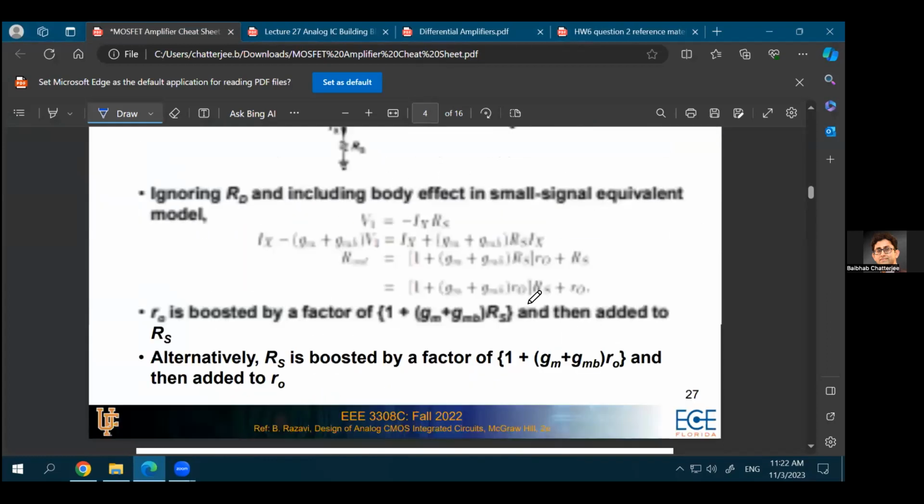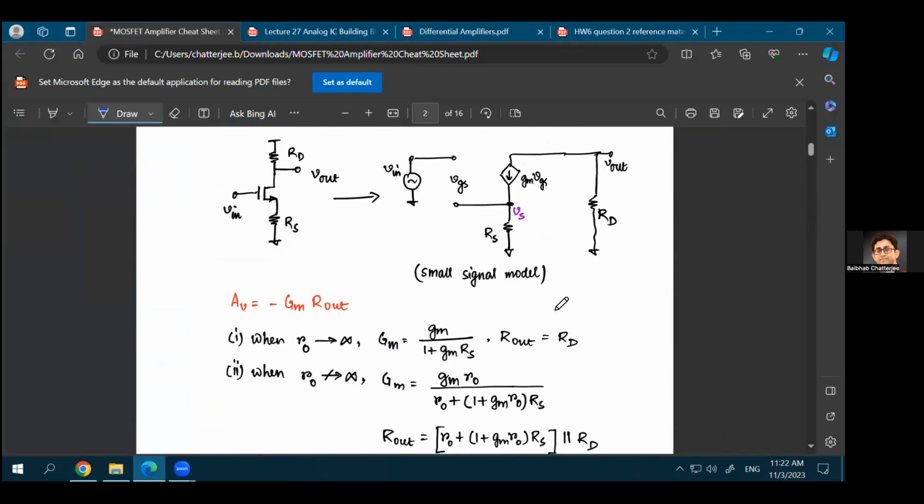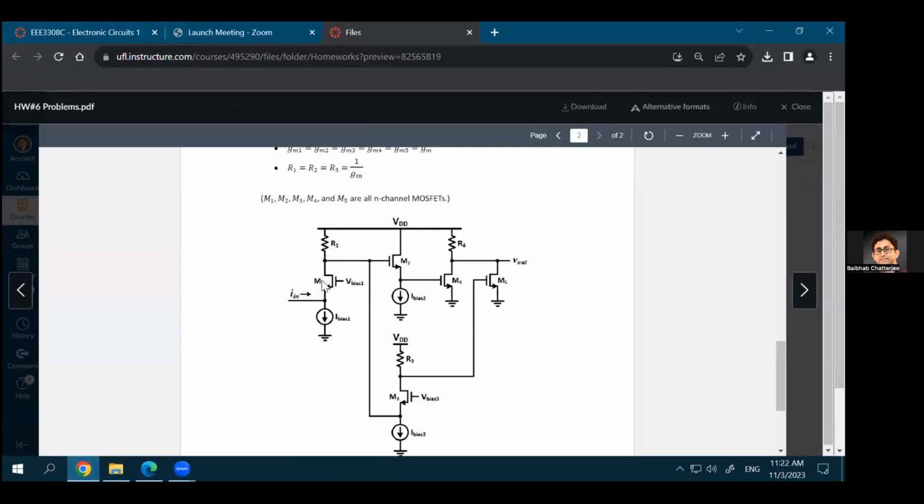So let's go back to the common source case. And without the source degeneration, you will have capital GM as GM and R out as, let's say, RT, because the RO is infinity. It's given in the problem. So R out will be equal to RT, whatever resistance is connected at the drain. So GM times RT will give you the gain of the common gate stage. Now go back to the problem once again. So this is the common gate stage. GM of the M1 transistor multiplied with whatever resistance is connected at the drain will be the gain of this stage. Okay.